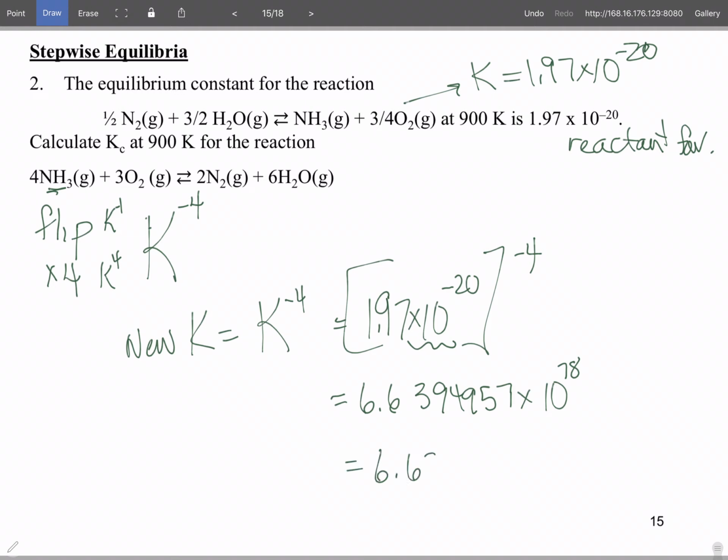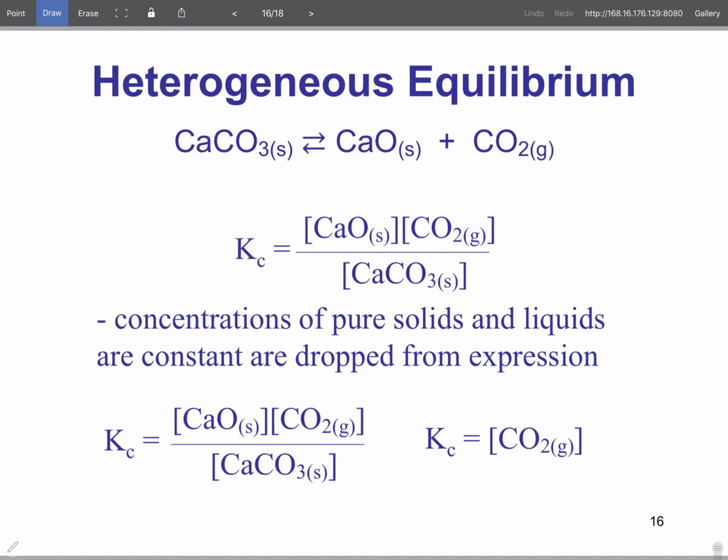4 places after the decimal, 395 times 10 to the 78. And there's my new K value. Okay? So you will definitely have 1 like this, probably 2 like this on the exam, because they're real simple and you just need to know what you're doing with them.